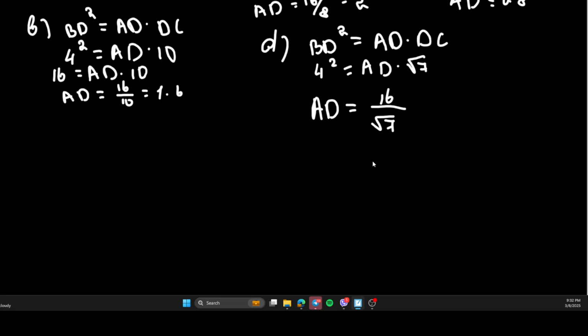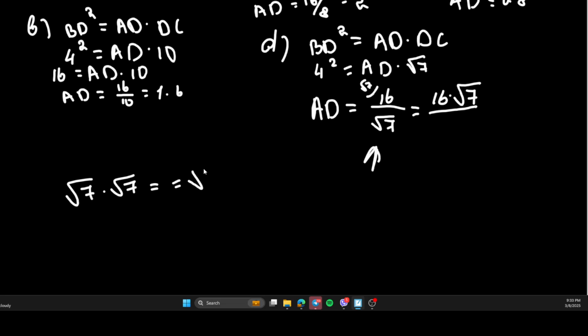But keep in mind, we never allow a square root to stay in the denominator, so we need to simplify it, or rationalize it. So we multiply by square root of 7 over square root of 7. You cannot multiply 16 times square root of 7 because square root of 7 is under the square root, 16 is not, so you just write it as 16 times square root of 7 over the denominator. Look what happens below: square root of 7 times square root of 7 is square root of 49, which is 7. Okay. Understood? Alright.